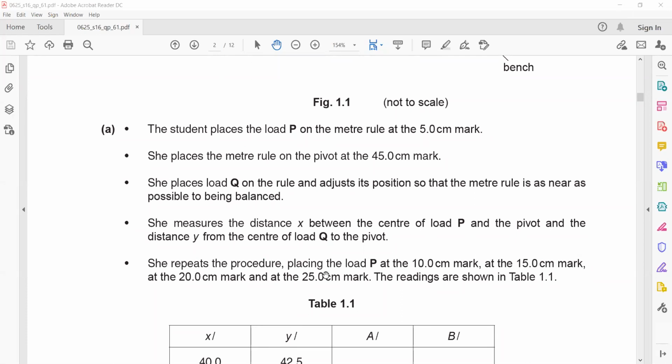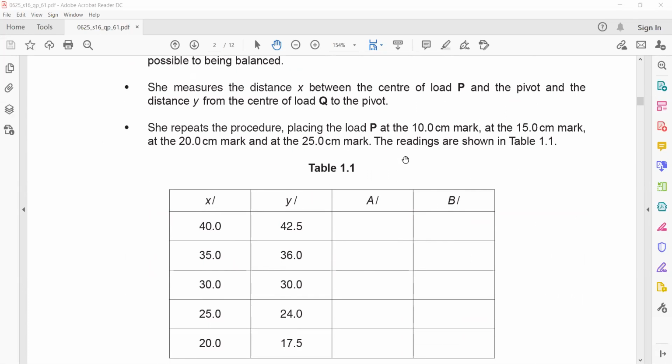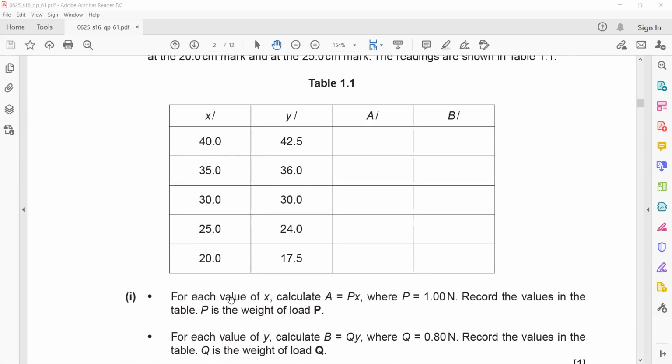She repeats the procedure, placing a load P at 10 centimeter mark, then 15 centimeter mark, then 20 centimeter mark, and at the last 25 centimeter mark. So these are the values given. The readings are shown in the table for X and Y. For each value of X, calculate A, which is P multiplied by X, where P is equal to 1, and record the value.